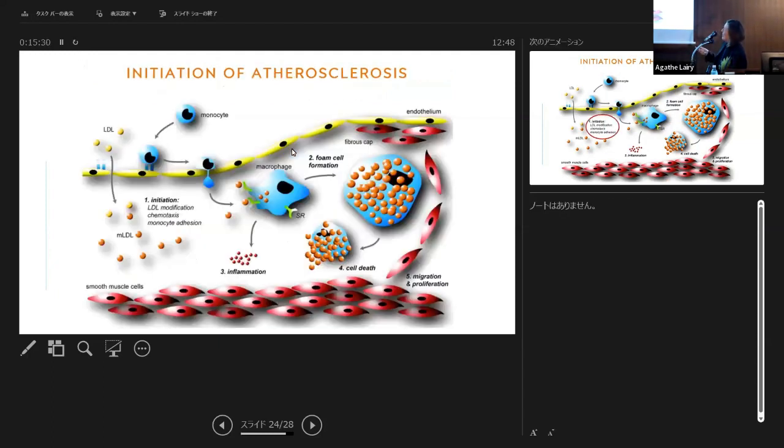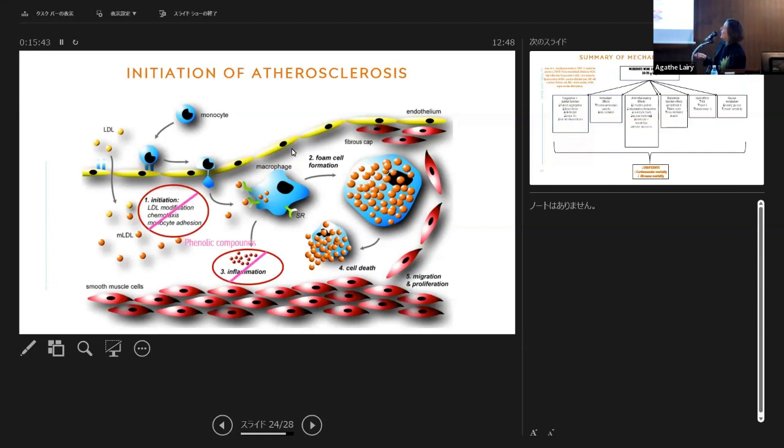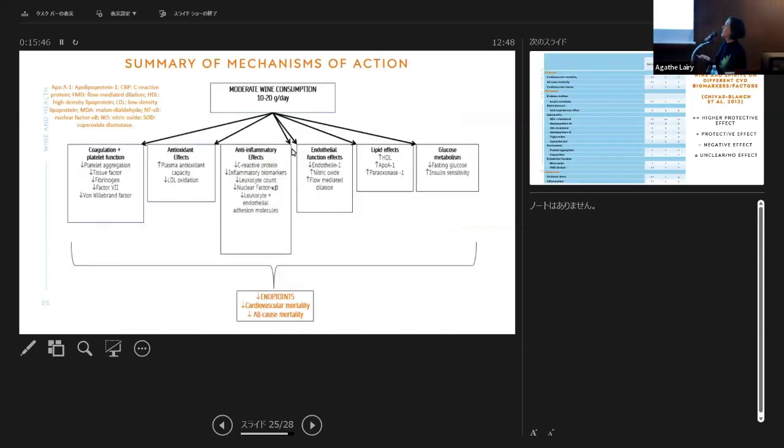And this is quite a busy slide, but I think it shows quite nicely what Pierre-Louis has already shown today with respect to cells and where the phenolic compounds have a play. So a summary of mechanisms of action for moderate wine consumption, and I have to reiterate, it is moderate wine consumption. You've got your coagulation and platelet function. You've got antioxidant effects, anti-inflammatory effects, endothelial function effects, which are specific to the phenolic compounds, lipid effects, effects on glucose metabolism, where the endpoints are a decreased risk of cardiovascular mortality and all-cause mortality.